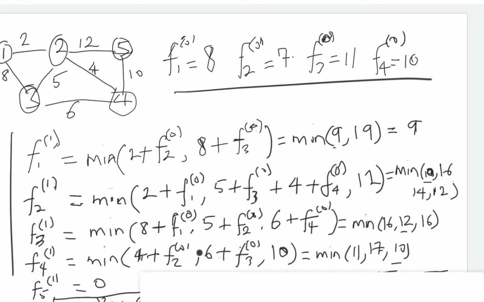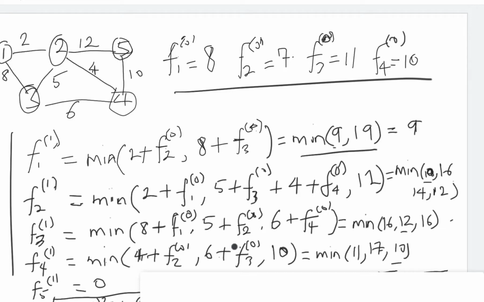These are our initial guesses. So you substitute the initial guesses into these equations, and this gives you, for f1, the minimum of 9, 19, and for f2 the minimum of 10, 16, 14, 12, and for f3 the minimum of 16, 12, 16, and for f4 we have 11, 17, 10. And so for f1 the minimum is 9, for f2 the minimum is 10, for f3 the minimum is 12, for f4 the minimum is 10. So we now have the values of our new f values for the next iteration.